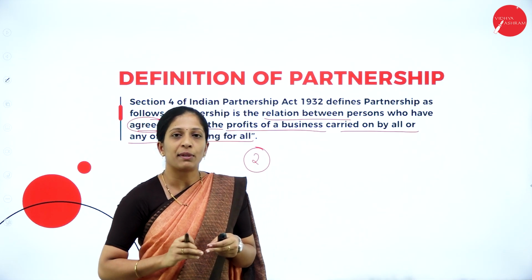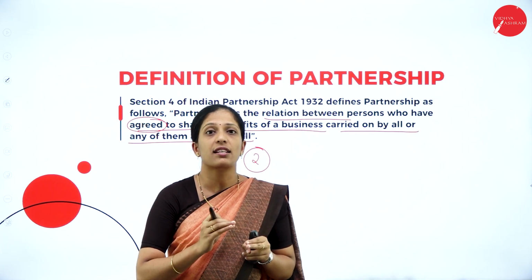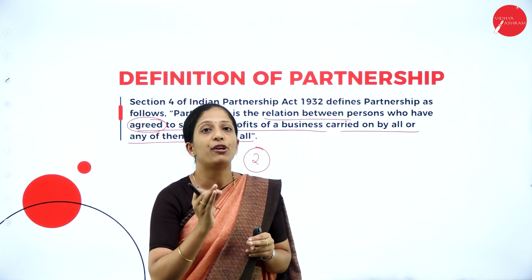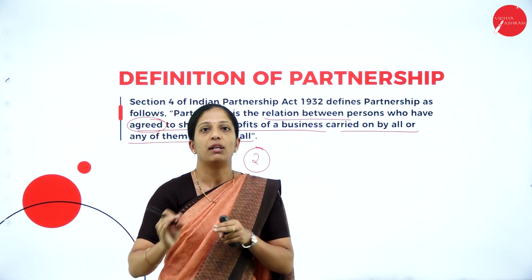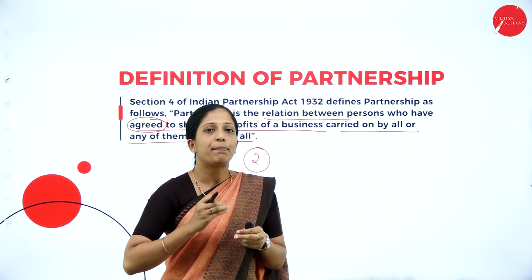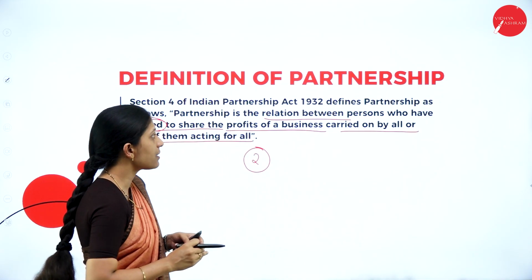So what do you mean by unlimited liability? Suppose the partnership firm is in loss and it is not able to pay the outsiders' liability, then the personal assets of a partner will be affected. They have to sell the personal assets of the partners and repay the liabilities, that is, the outsiders' liability.